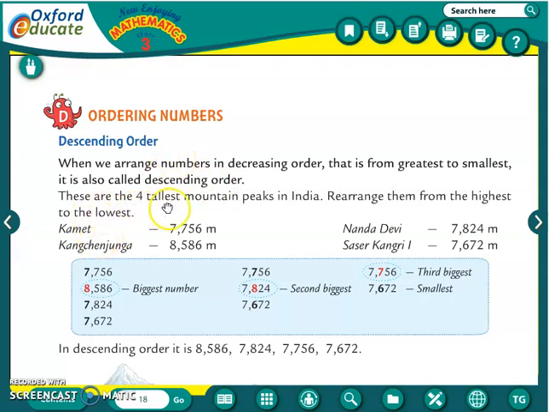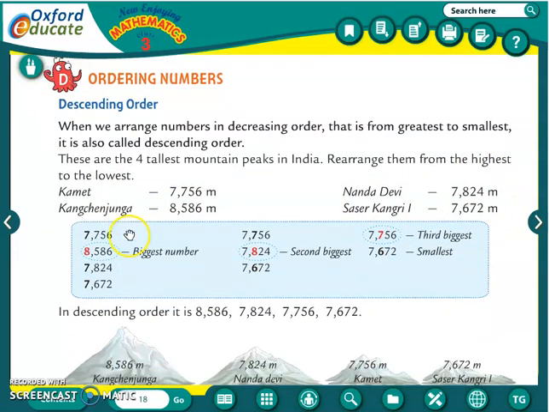These are the four tallest mountain peaks in India. Rearrange them from the highest to the lowest. Now here these are the four mountain peaks and the heights of those mountain peaks are given, and we have to arrange according to the height, means highest to lowest.